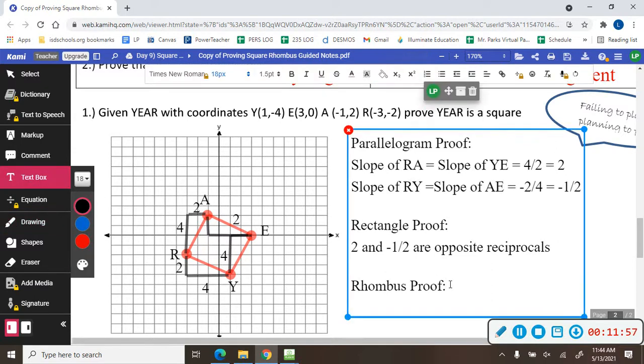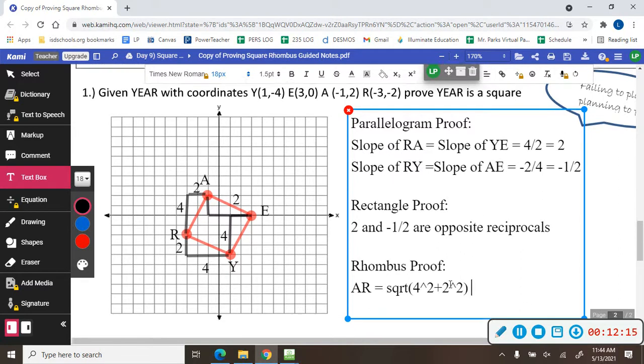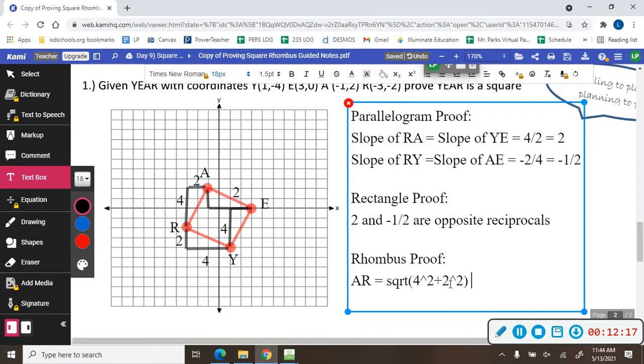But just to make it a little more exact, we know that AR, if you do the Pythagorean theorem, would be the square root of 4 squared plus 2 squared, which is 8 plus 4, which is 12. No, I'm sorry, 4 squared is not 8. 4 squared is 16. And then 2 squared is 4. So that'd be the square root of 16 plus 4, which is the square root of 20.